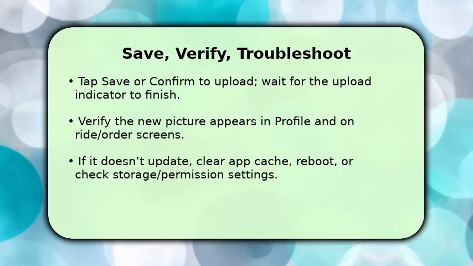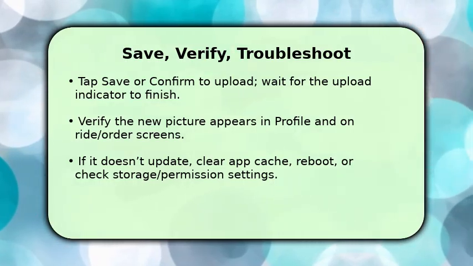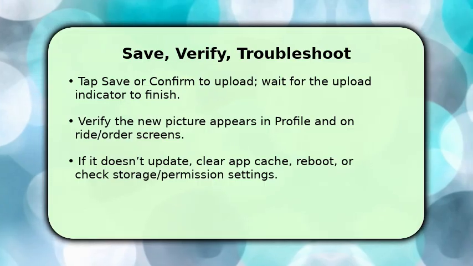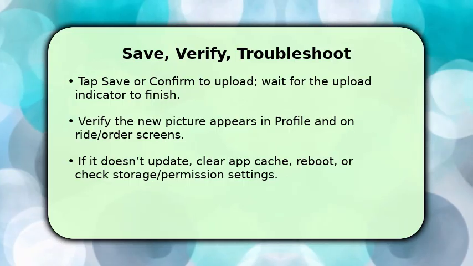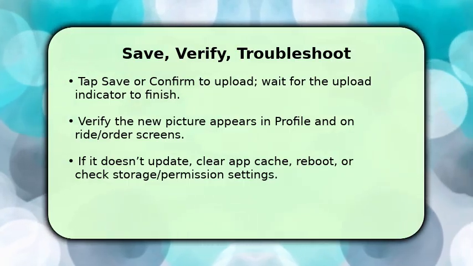If the image fails to update, make sure permissions and storage are allowed. Clear the app cache or force close and reopen Taxsee, and then retry the upload. If problems persist, log out and back in to force synchronization.